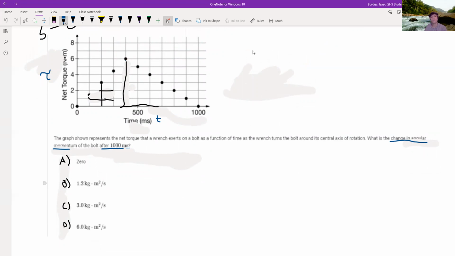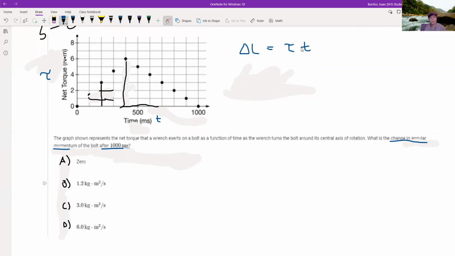So what do we know? Oh, just look at the graph. That's what we know. What are we trying to find? Change in angular momentum. What equation can we use? Well, we know that it is torque times time. Oh, good. That's what's on the graph. So let's see. Torque times time.